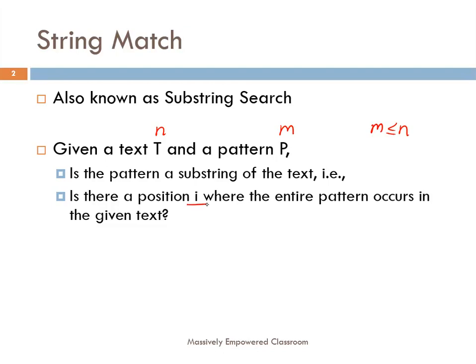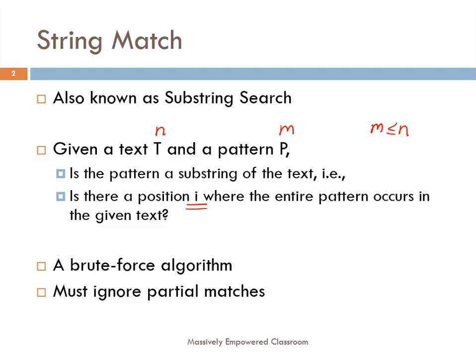That is, is there a position i in the given text T, starting from which the entire pattern P occurs in the text? So let's look at an example to make that clear. And of course, we are going to consider a brute force algorithm in this lesson. Now, one of the things before we even look at the example is that a partial match is not good enough. Let's say the pattern had 4 characters in its string and only the first 2 are present. That is not a successful search. The entire pattern must be present in the given string, so a partial match is not a successful search.